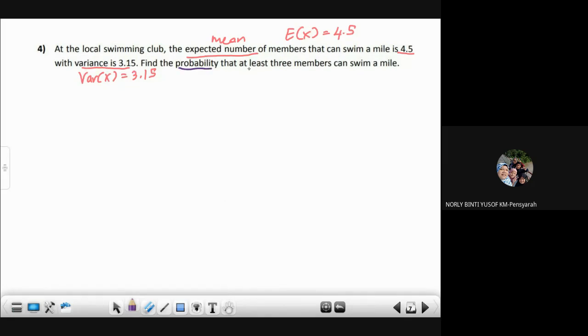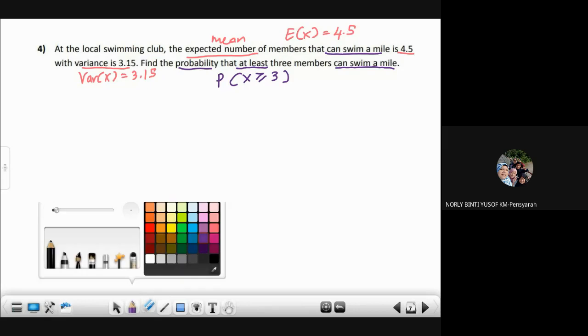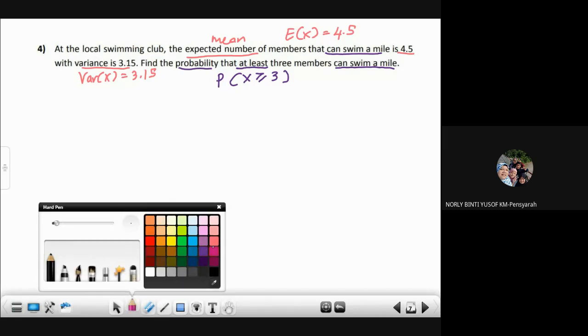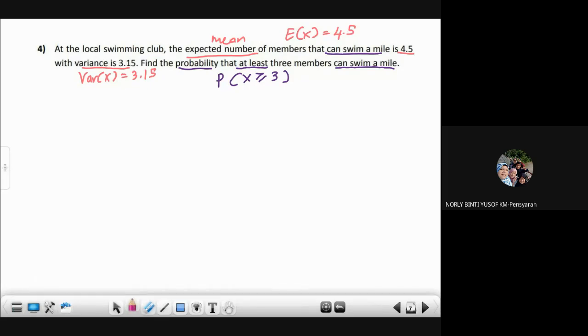So probability at least simbol dia adalah greater or equals to 3 lah. So kat sini boleh terus tulis X ≥ 3 member can swim a mile. Maksudnya dia punya event samalah, can swim a mile. So kita nak cari. So bila kita nak cari, kita kena selesaikan lah so that we know your N. Sekarang you tak tahu you punya NP kan. So you selesaikan dulu untuk dalam proses mean dengan variance punya equation.